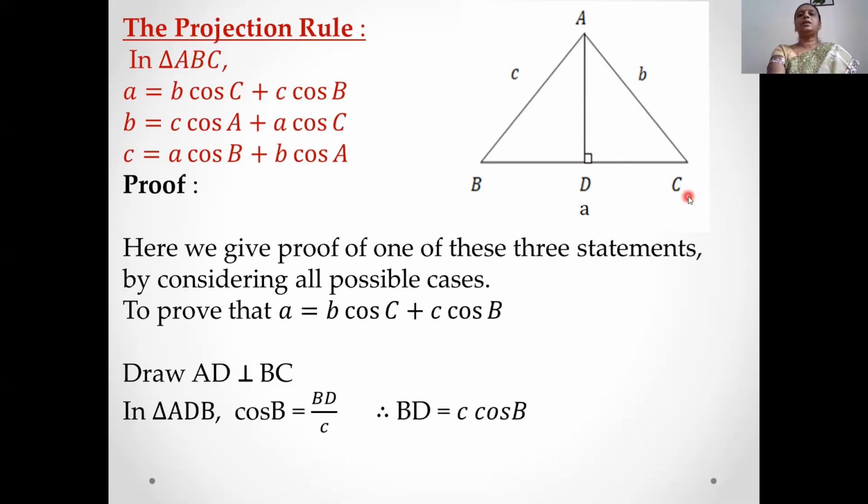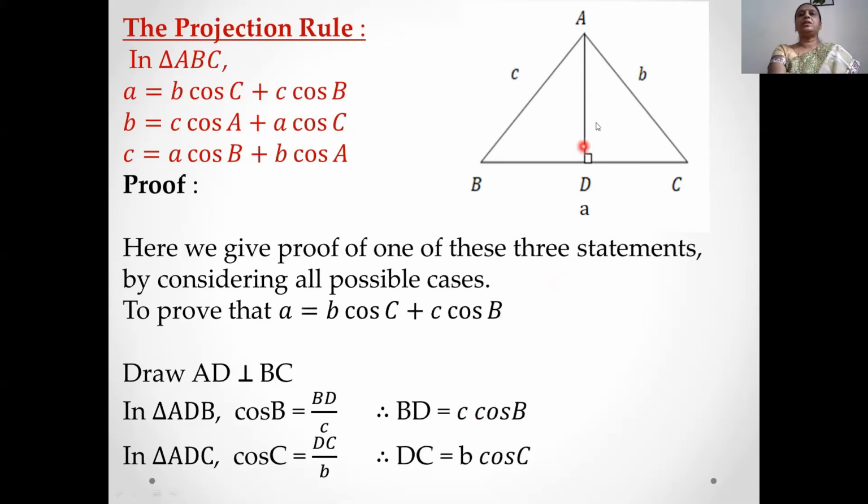Now consider triangle ADB. In this triangle, what is cos B? Cos B is adjacent side divided by hypotenuse. Adjacent side is BD, hypotenuse is c. Therefore, cos B is equal to BD divided by c. Therefore, BD will be c cos B.